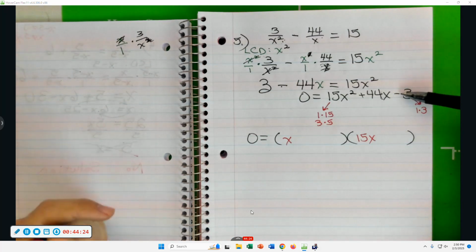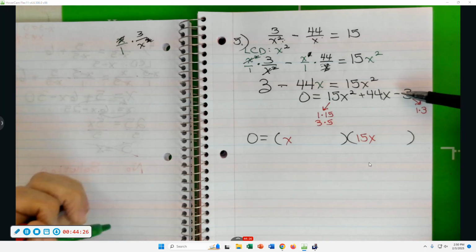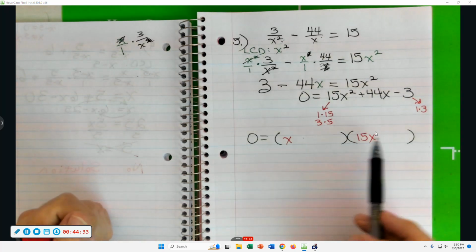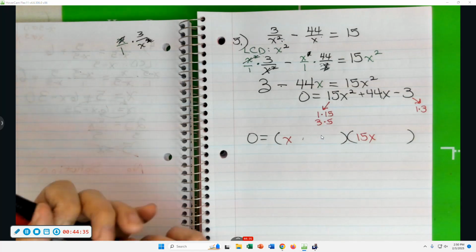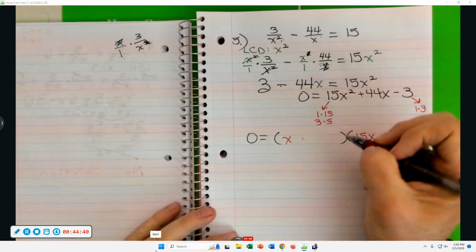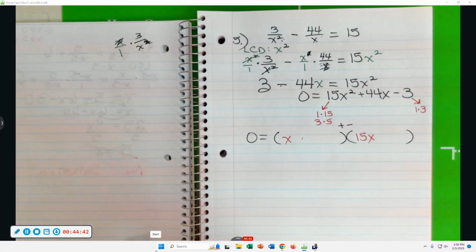But yeah, you're right. The last sign's a minus. I should have asked y'all this at the very beginning. If the last sign's a minus, what do we know about the signs inside the parentheses? Plus and minus. We're going to have one plus and one minus, and we're going to wait to fill that in. I'm going to make a note right here. We're going to use a plus and a minus.